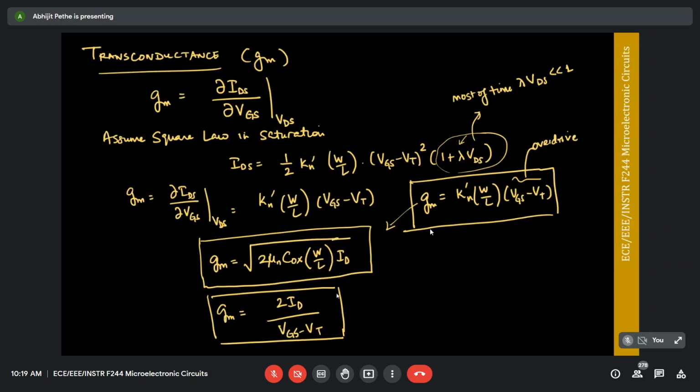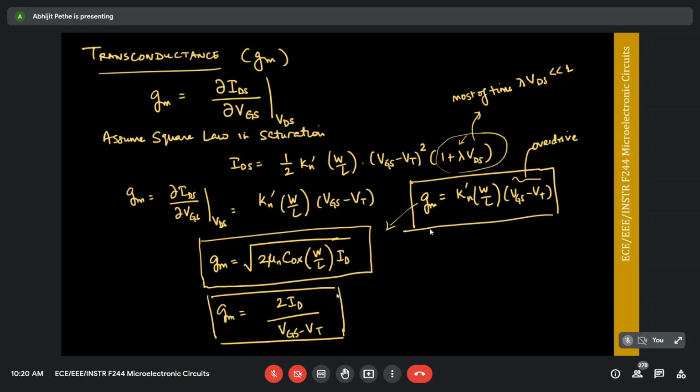Okay, sir. Thank you. Sir, I have a question. Would you say that the transconductance is directly or inversely proportional to VGS minus VT? Hold on to that. It depends on what is the constant term. So that's why I said, depending on what is constant, you base it off that.